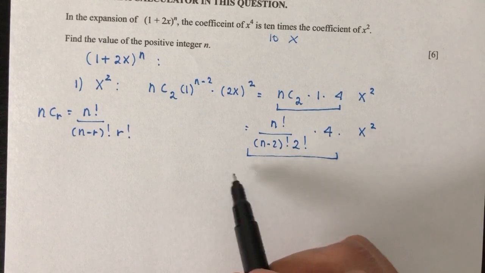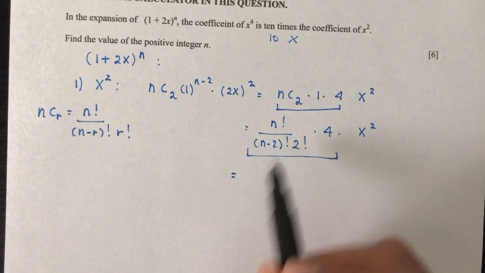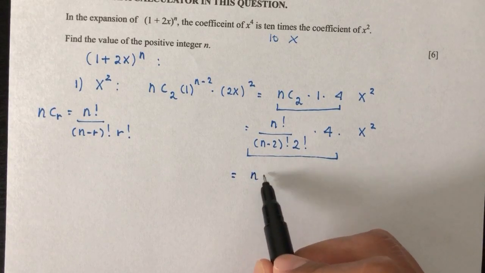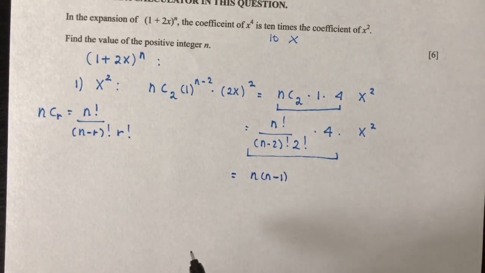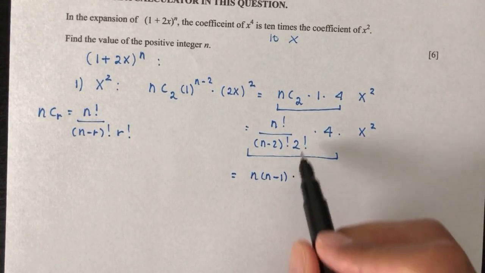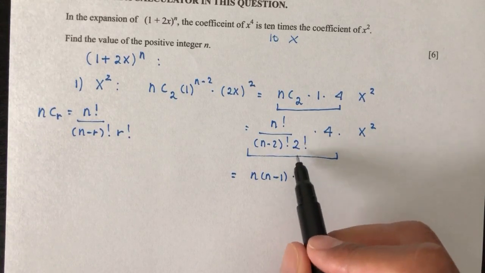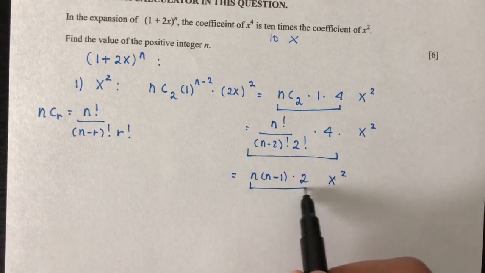So you can also simplify this, as you can see. So let's write this down. n factorial divided by (n minus 2) factorial is actually equal to n times (n minus 1). I hope you can understand this. If not, then I will show you this in a bit. This is 2 factorial, which is 2. So 2 goes away, 2 remaining. That should be the coefficient.